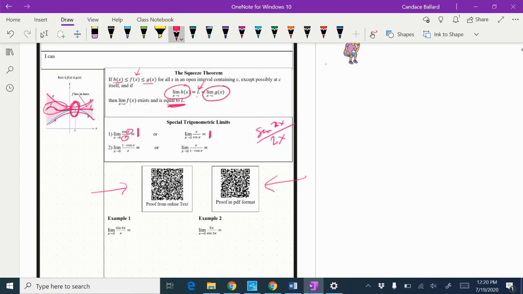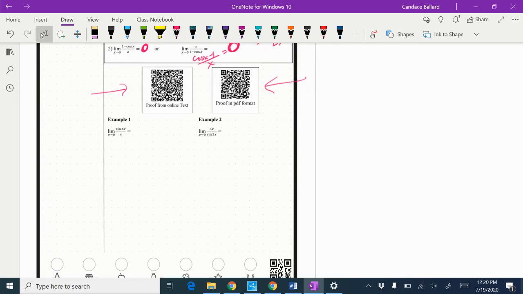We've got 1 minus cosine x over x, and that is actually equal to 0. I'm not sure, I might have a typo here. I'm looking back at my notes and I'm not sure if it's that or if it's this. I think it's probably supposed to be this, and I may retype it in your notes, and that is also equal to 0. All right, so we're going to start with these trig limits, and then we'll do a little bit of squeeze theorem towards the end.